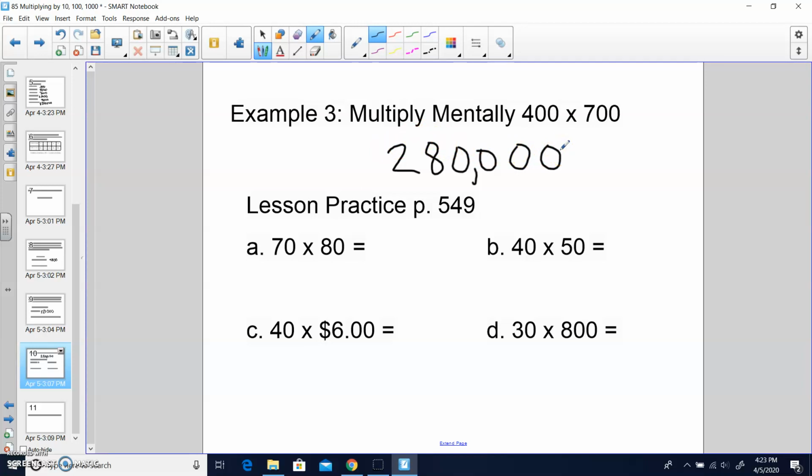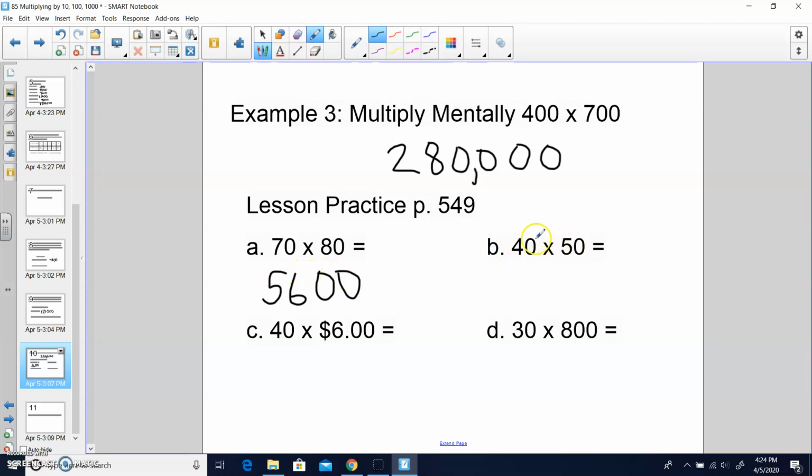Okay, let's try lesson practice on page 549. Again, you try it as I go. You pause your video and give it a try. So A, 70 times 80. Go ahead and try it. Okay, first start off with 7 times 8. What is 7 times 8? Okay, 56. How many zeros are in the problem? 1, 2. So 70 times 80 is 5,600.